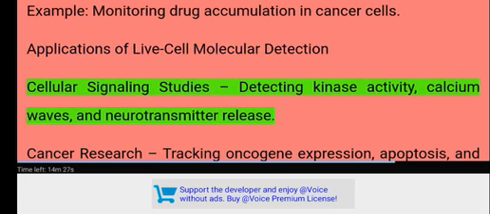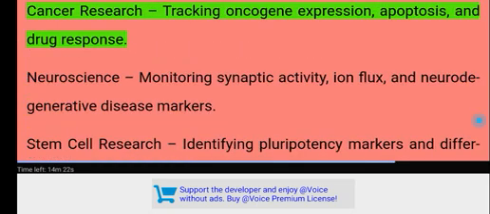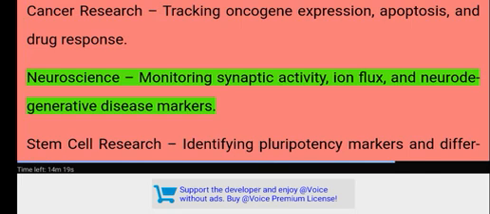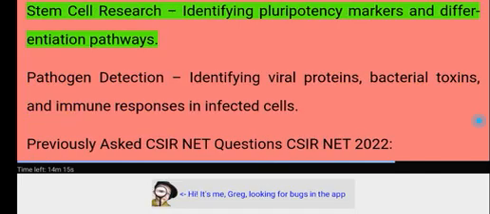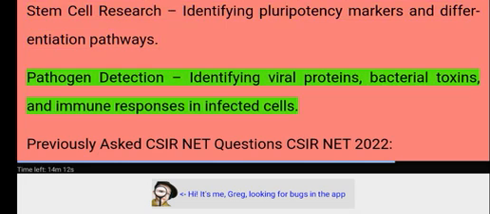Cellular signaling studies, detecting kinase activity, calcium waves, and neurotransmitter release. Cancer research, tracking oncogene expression, apoptosis, and drug response. Neuroscience, monitoring synaptic activity, ion flux, and neurodegenerative disease markers. Stem cell research, identifying pluripotency markers and differentiation pathways. Pathogen detection, identifying viral proteins, bacterial toxins, and immune responses in infected cells.